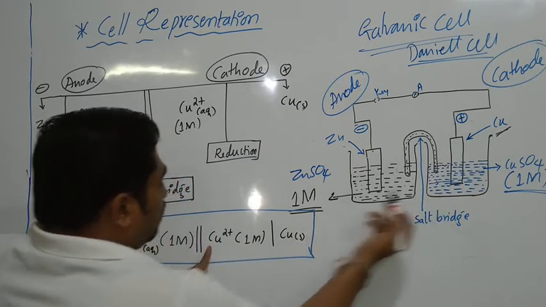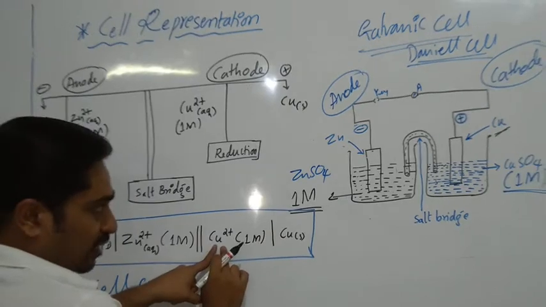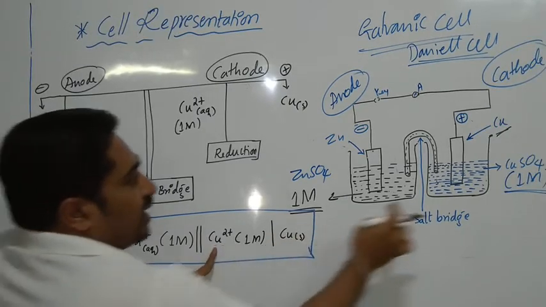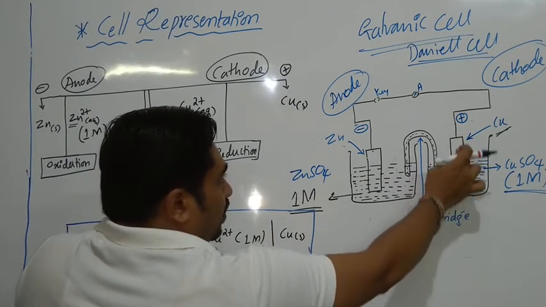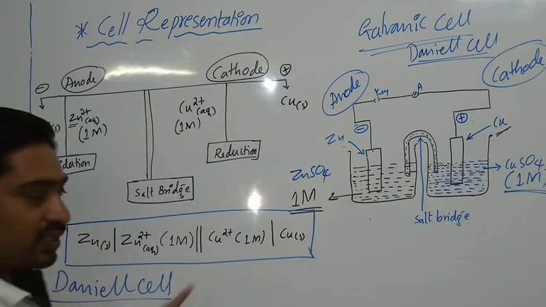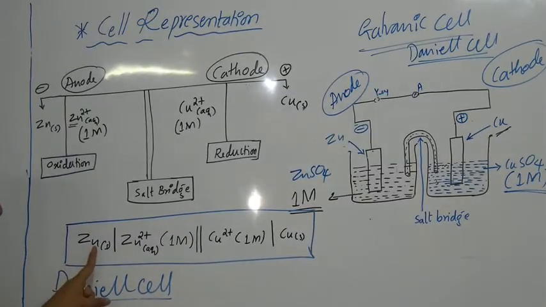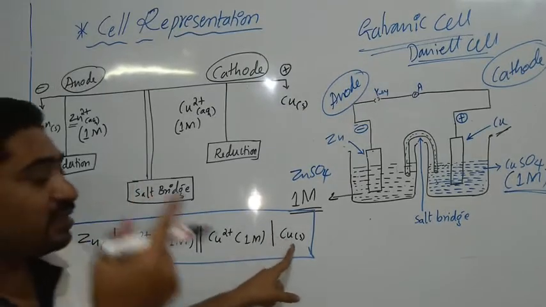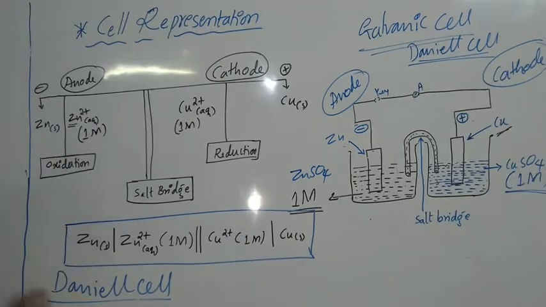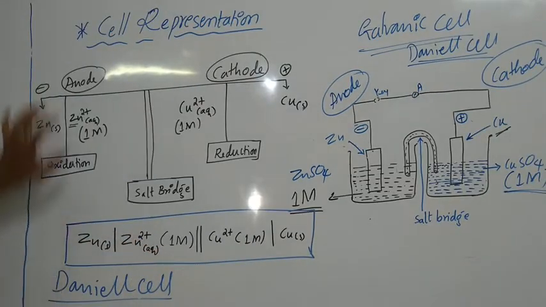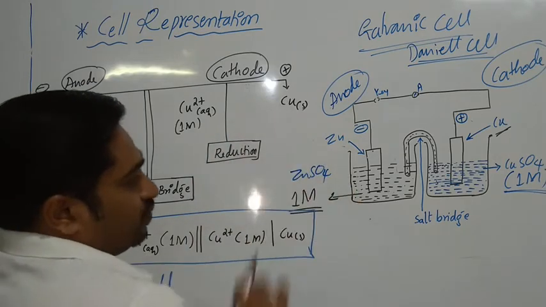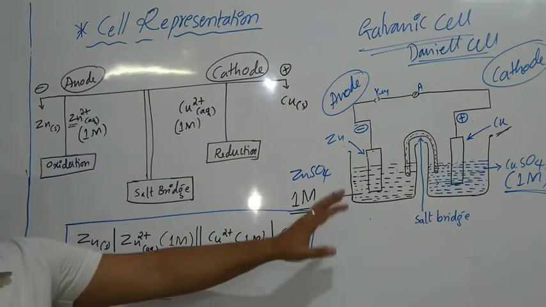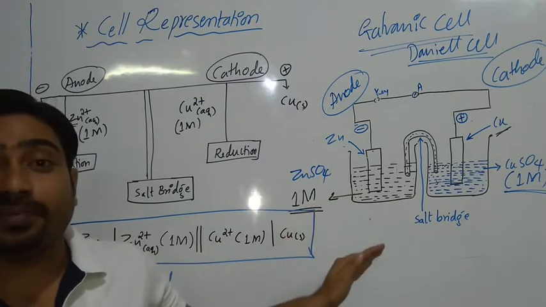Here for this electrode, first we have to write the electrolyte Cu2+, and in this electrolyte the copper metal is present, copper. So for the anode, first we write the metal, then the electrolyte, and for the cathode, first we write the electrolyte, then the metal. So this is the cell representation for the Daniell cell, and for this we know how to calculate E cell or EMF of the cell.